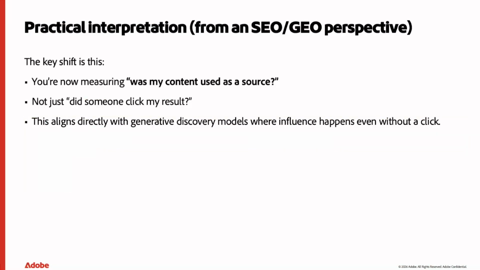And I think the practical intersect between both of them is that you're now measuring, was my content used as a source, right? So this is after the fact, not just did someone click on my result, right? This aligns directly with generative discovery models where influence happens even without a click, right? So again, there is a citation, because you don't know if you are mentioned or not, right? If no one clicks, it looks like nothing happened, right? So they want to show a bit more transparency here.